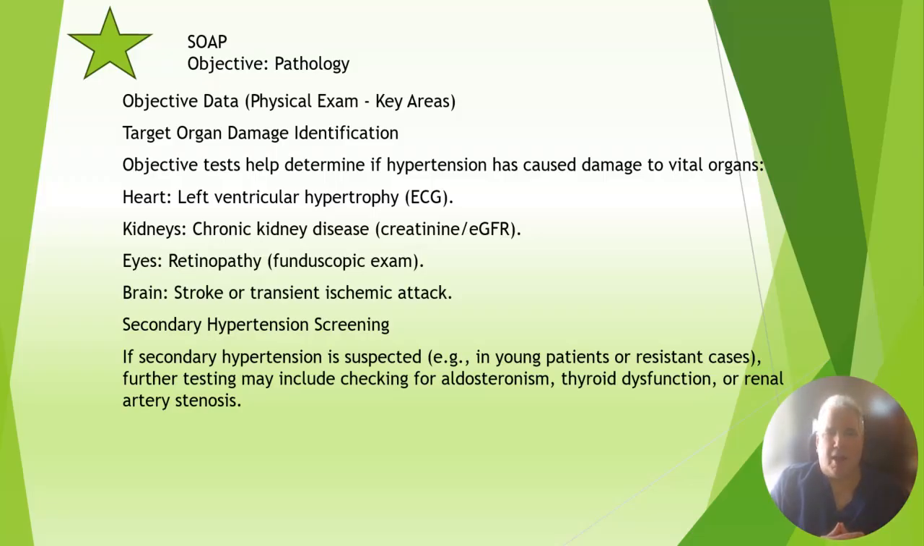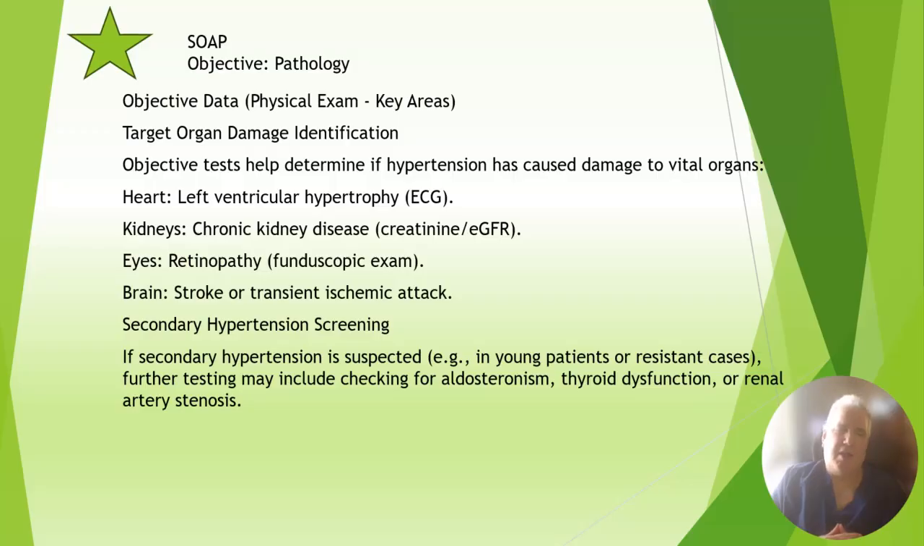Also, we want to look at the brain, because we have compromised blood flow, meaning that the heart works harder, causing a higher blood pressure. This can also put additional stress on the vascularity of the brain and can result in a stroke or a TIA, where we're looking at that.